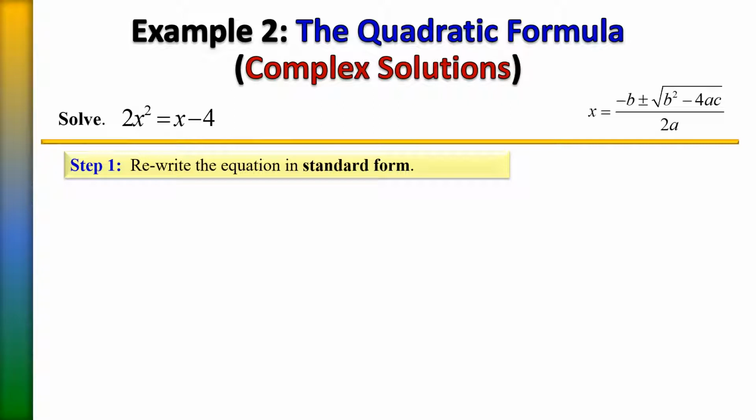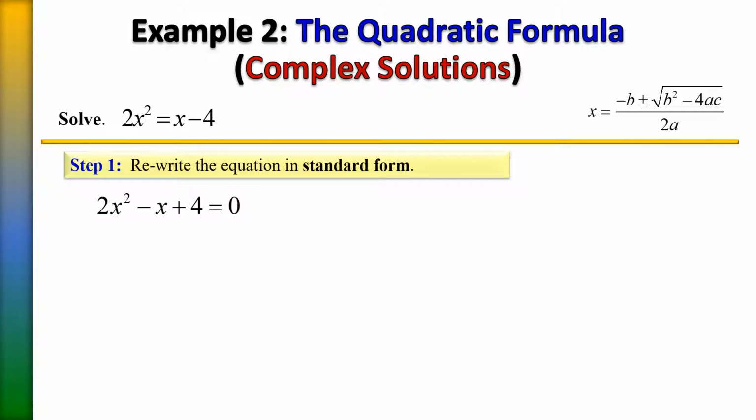To do that, we will need to subtract x from each side, and also we need to add 4 to each side. So let's go ahead and do that, because recall standard form is where all your numbers are on the left side and 0 is on the right.